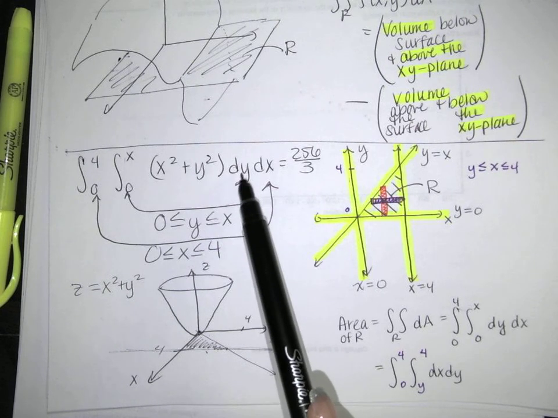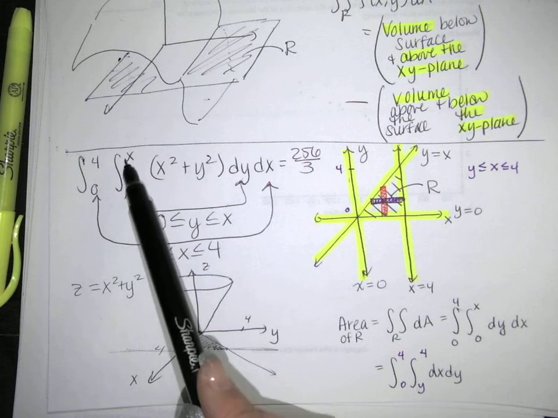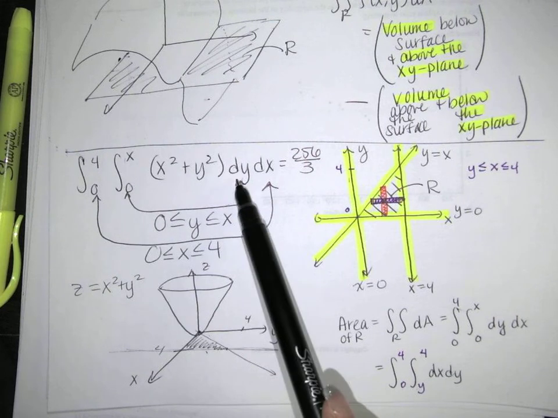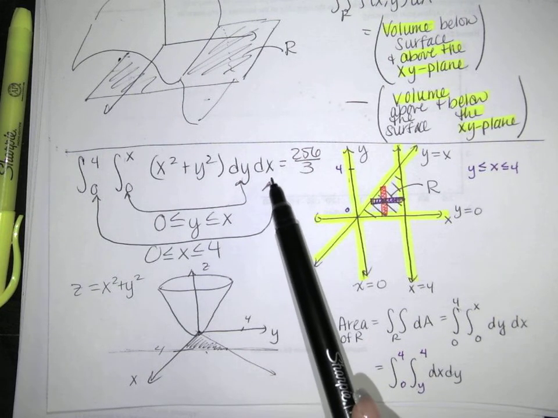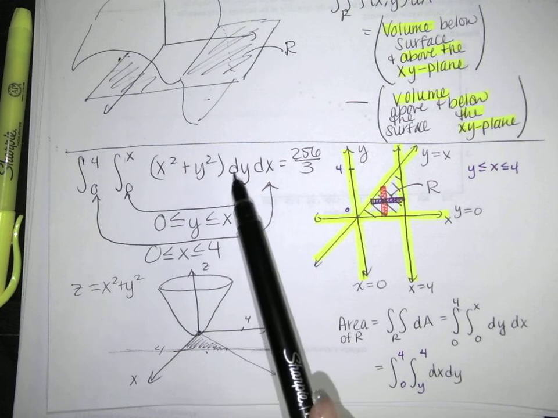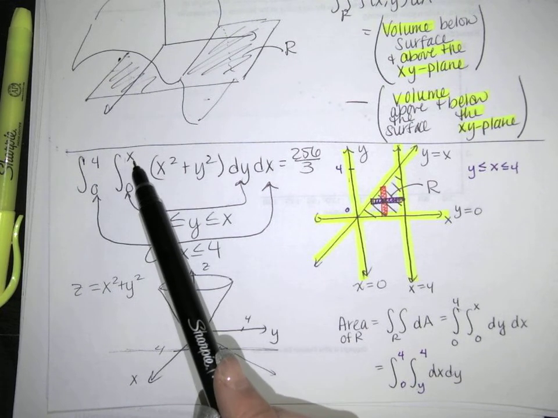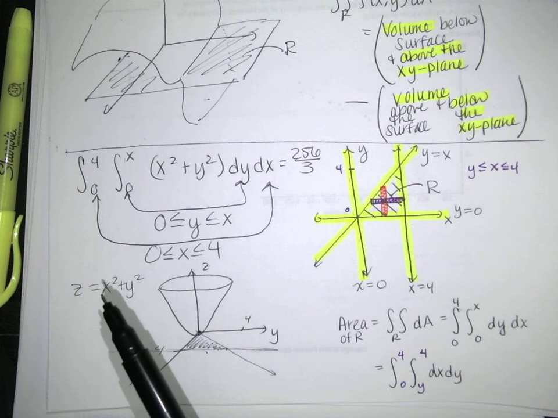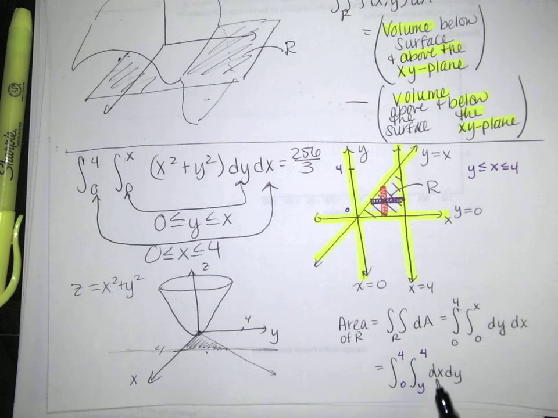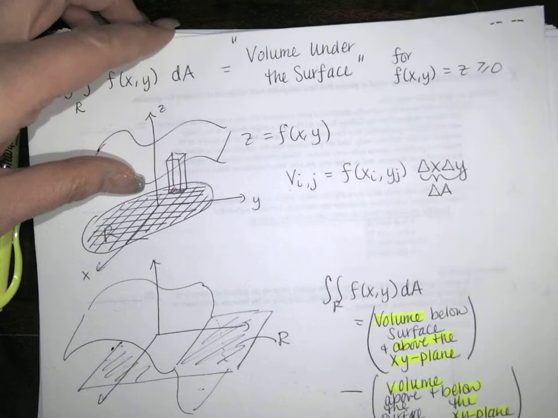So the bounds for y, the bounds on the inside, can depend on the outside variable. So y is going to go from a function of x to a function of x, and x goes from a constant to a constant. Or x goes from a function of y to a function of y, and y goes from a constant to a constant. So let's write that down, and then we'll do more examples in the next video.